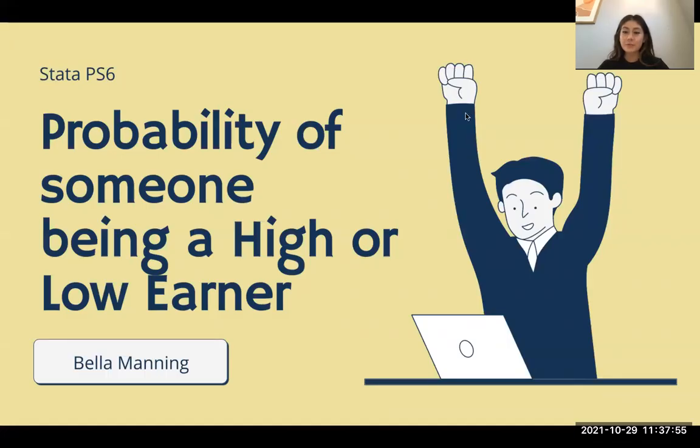Hi, my name is Bella Manning, and today I'll be presenting my findings from employment data on 4,191 workers in 2006. Through my regression models, I was able to determine the probability of someone being a high or low earner based on the given variables.